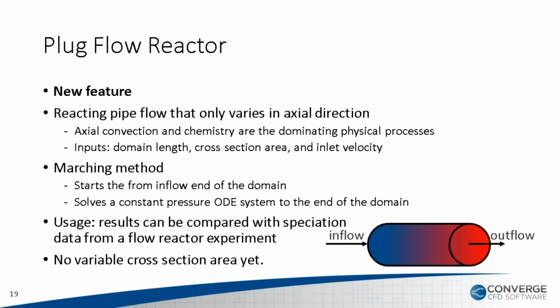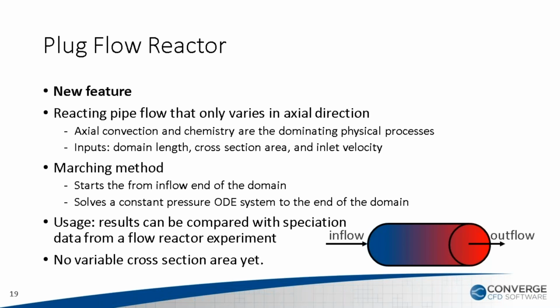Another feature that we added in 0D reactors, technically not a 0D reactor, but we put it as a 0D reactor because the way we solve it is a plug flow reactor. It's essentially a pipe flow that only changes in the axial direction. So axial convection and chemistry are the only two dominant physical processes that we consider in this model. Because it's a pipe flow, users need to give domain length and cross section as well as inlet velocity.